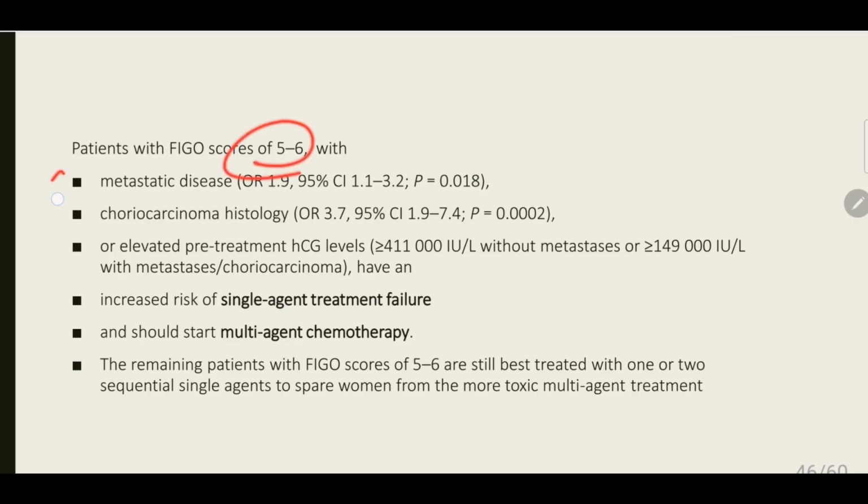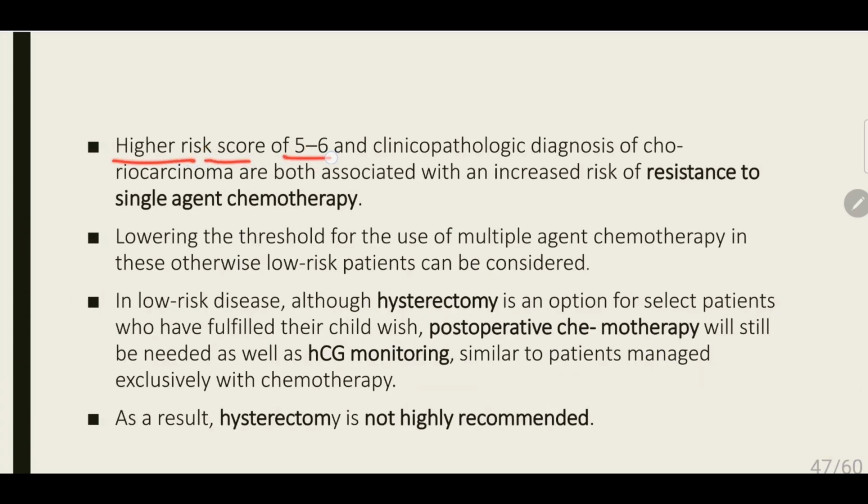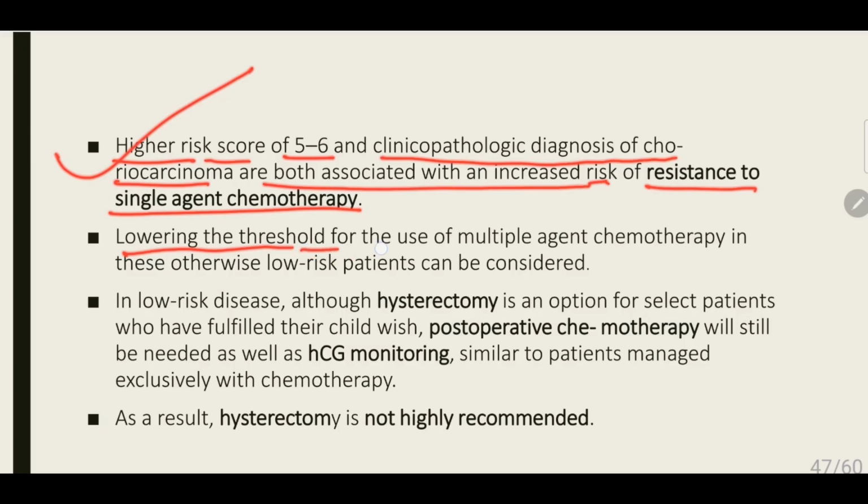Along with score 6, do you have any metastatic disease, or by histology it is choriocarcinoma, or there is elevated pre-treatment hCG levels without metastasis, or beta hCG level is more than or equal to 411,000, or with metastasis 149,000. Then instead of single agent, because it will lead to failure, give multi-agent chemotherapy. Higher risk score of 5 to 6 and clinicopathologic diagnosis of choriocarcinoma are both associated with an increased risk of resistance to single agent chemotherapy. We just read that. Lowering the threshold for the use of multi-agent chemotherapy in these otherwise low risk patients can be considered.